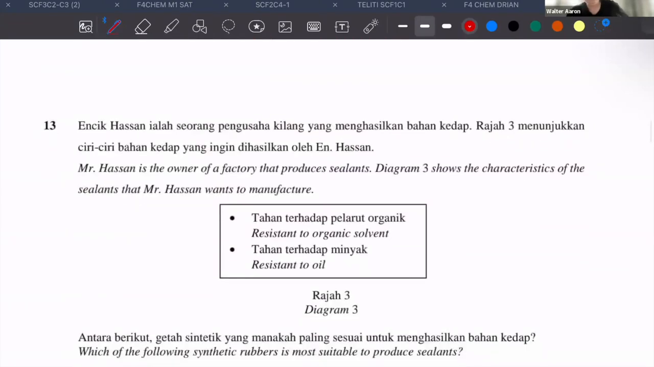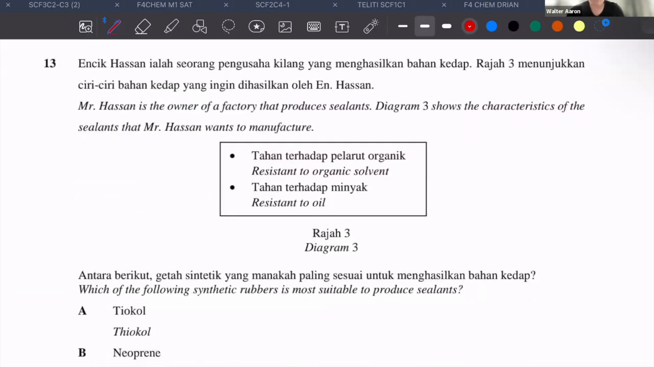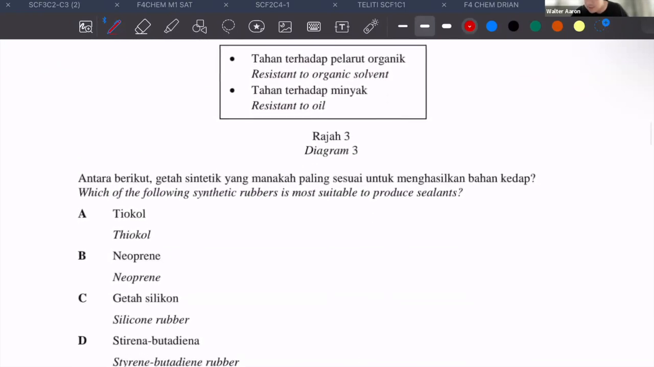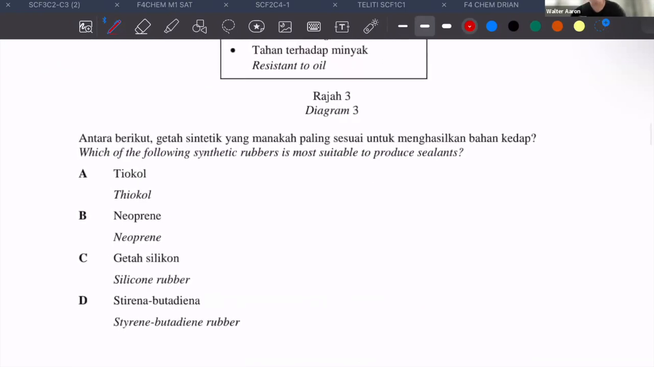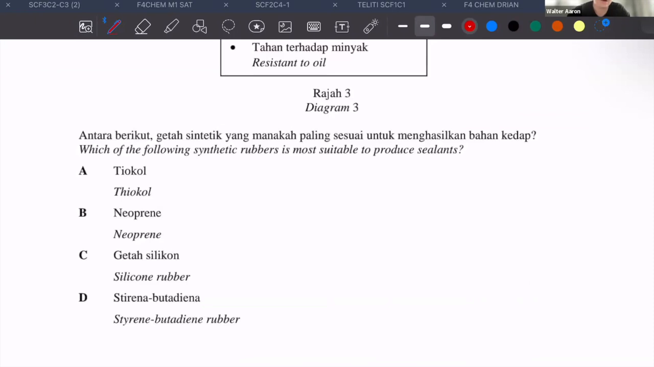13. Mr. Hassan is the owner of a factory that produces sealants. Diagram 3 shows the characteristics of sealants that Mr. Hassan wants to manufacture. Resistant to organic solvent and resistant to oil. So something that cannot dissolve in organic solvent, I would say. Which of the following synthetic fiber is most suitable to be used to produce the sealant? It must be something that cannot react with any organic solvent, right? So sort of like a chemical resistant substance.